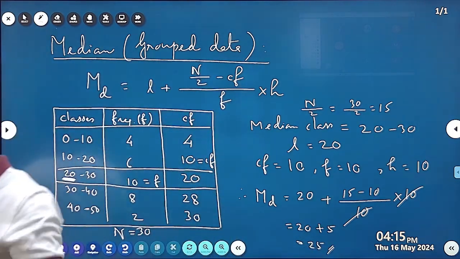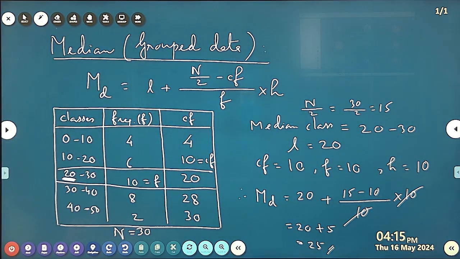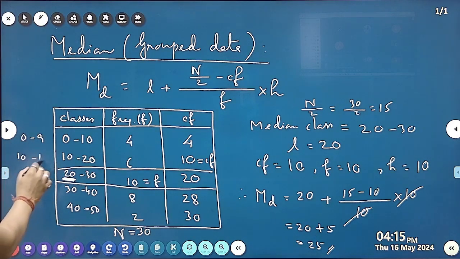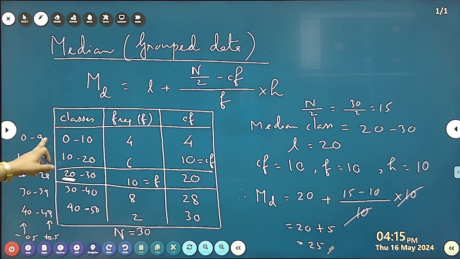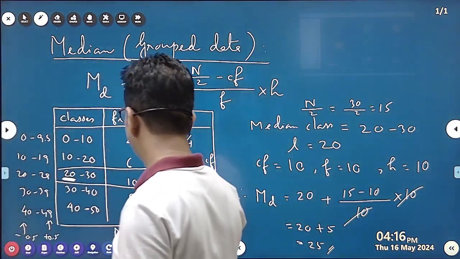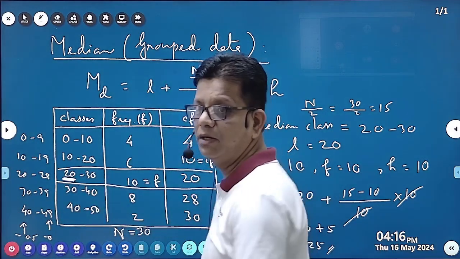Any doubt? Is it okay? So till today, whichever questions I did, all the classes were continuous. If the classes are not continuous, suppose 0 to 9, then 10 to 19, 30 to 39, then 40 to 49, etc., what you have to do is make it continuous. How? Subtract 0.5 from the lower limit and add 0.5 to the upper limit of all the classes. Then it becomes continuous; it will become 9.5. My examples are easy, so they are already continuous, but that is the additional thing you have to do. Then you go for finding the median of these classes.